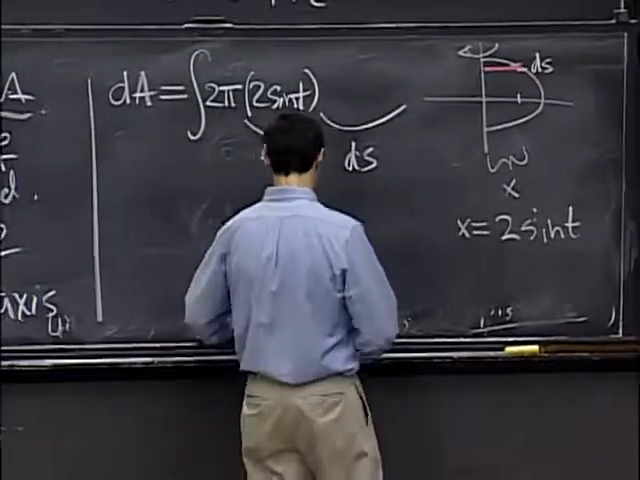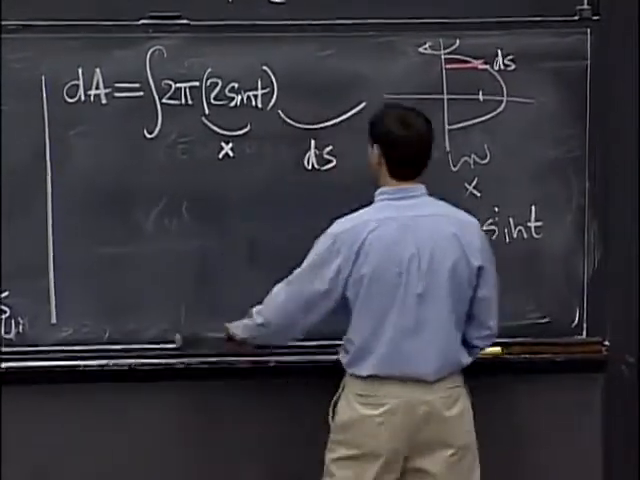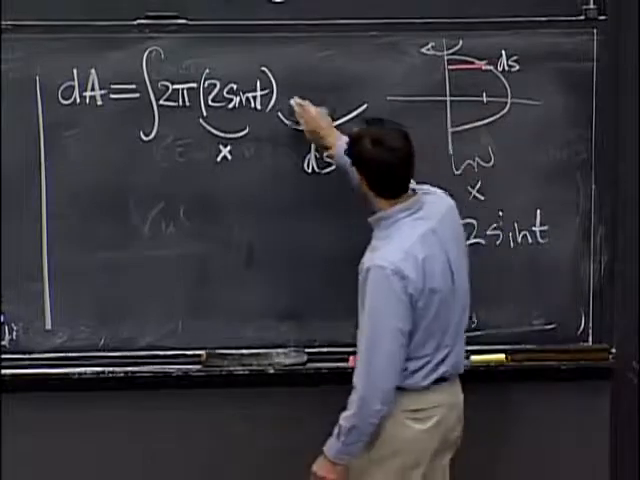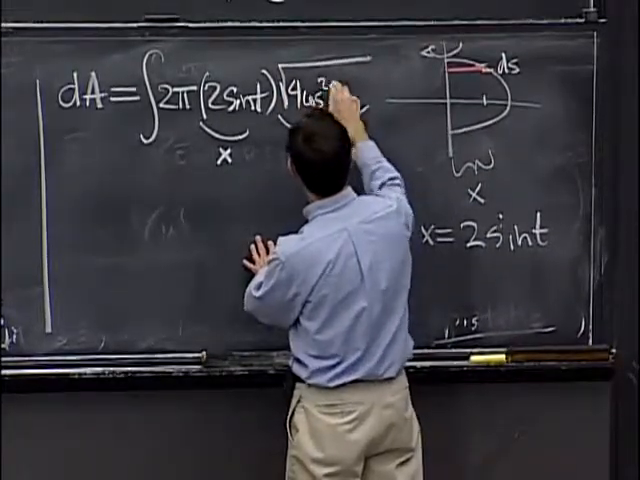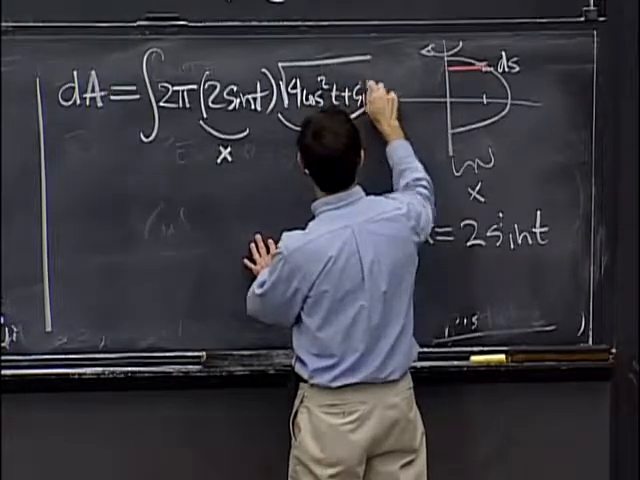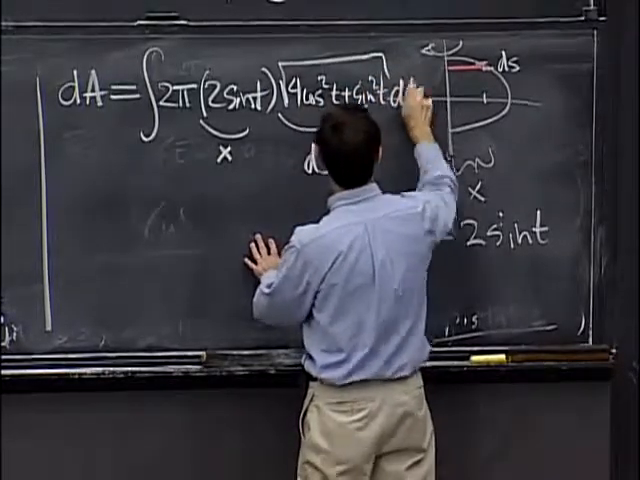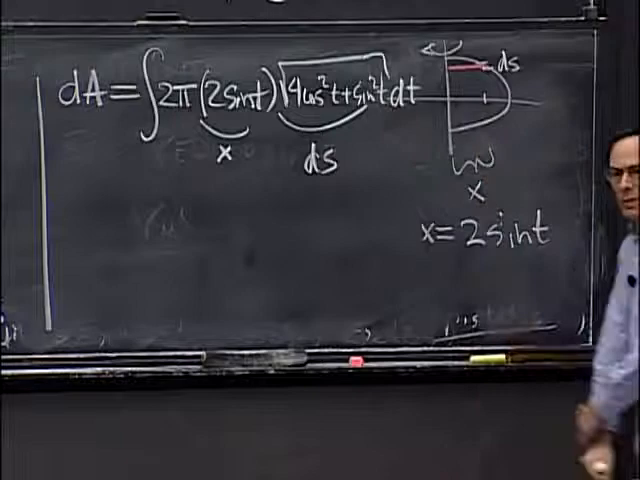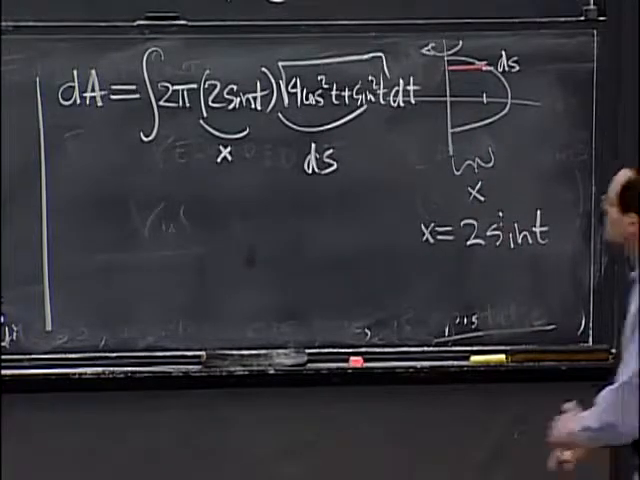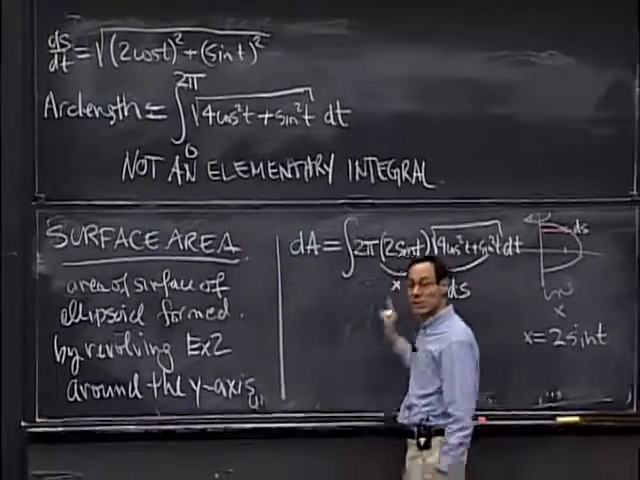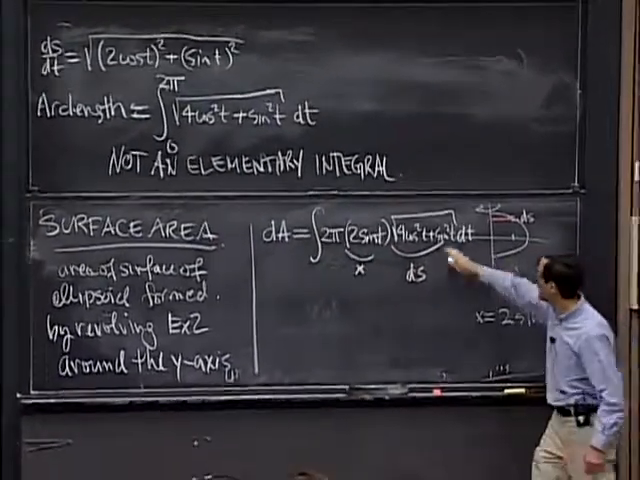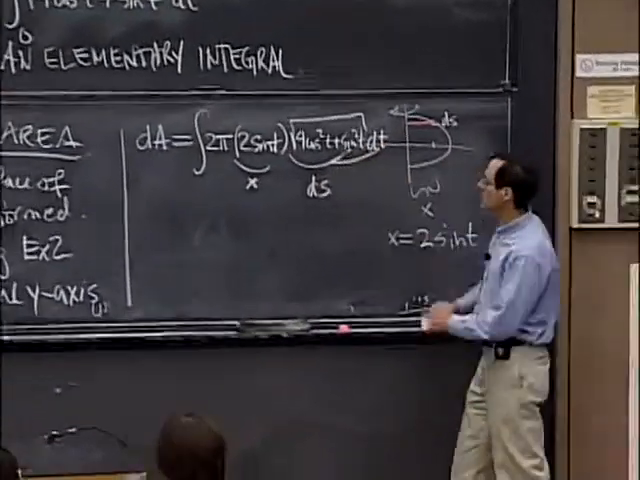So unfortunately, I don't quite have room for it. Plan ahead. Square root of 4 cosine squared t plus sine squared t. Is that what it was, dt? All right, I guess I squeezed it in there. All right, so that was the arc length, which I recopied from this board above. Here, that was the ds piece. Sorry, it's this whole thing, including the dt.